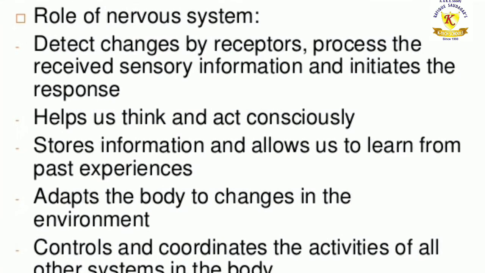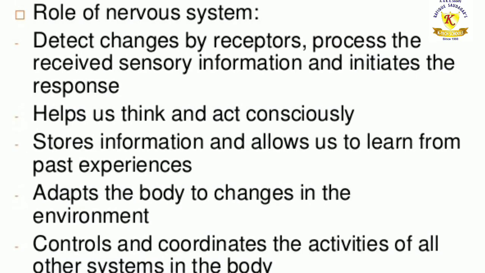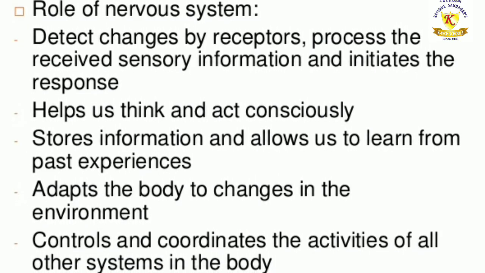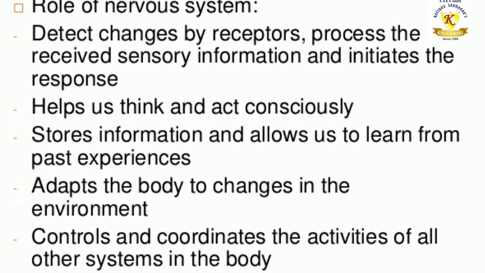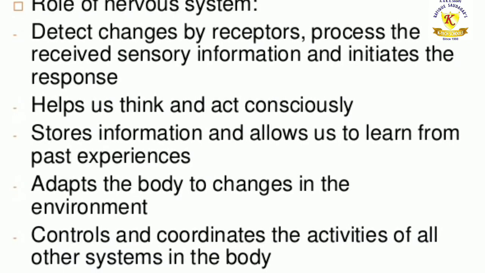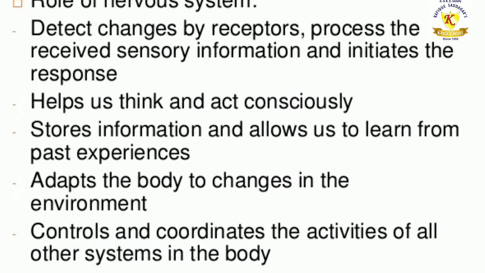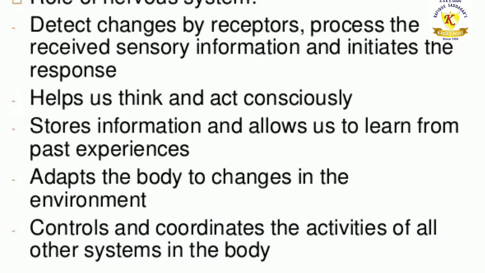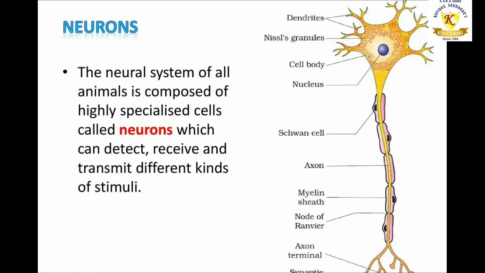So the role of nervous system is to detect changes by receptor, process the received sensory information and initiate the response, help us think and act consciously, store information and allow us to learn from past experiences, adapt the body to changes in the environment, and control and coordinate the activities of all other organs in the body.